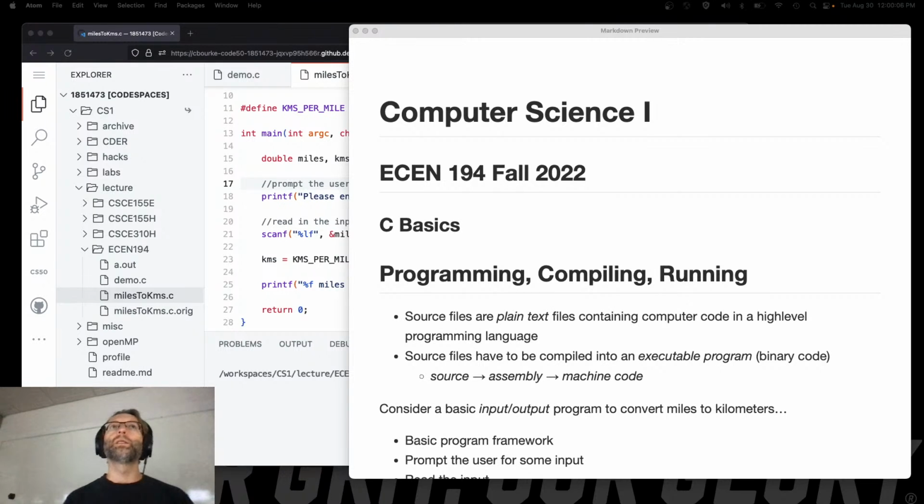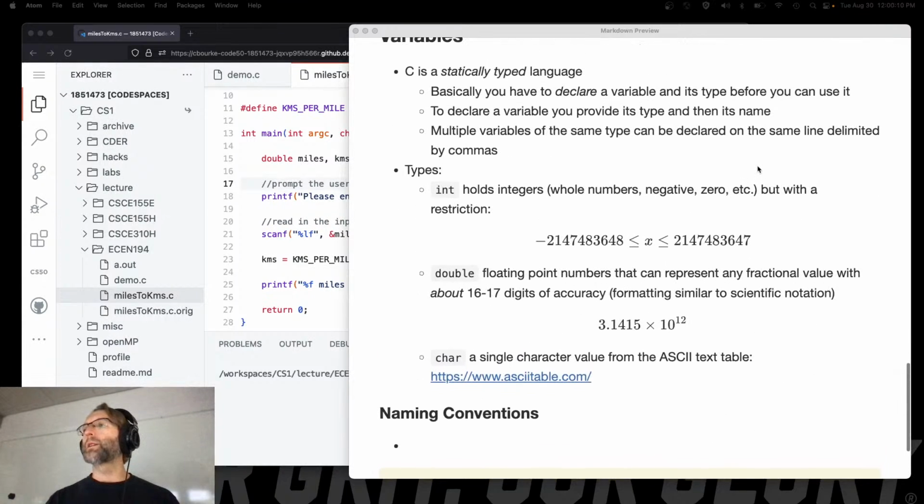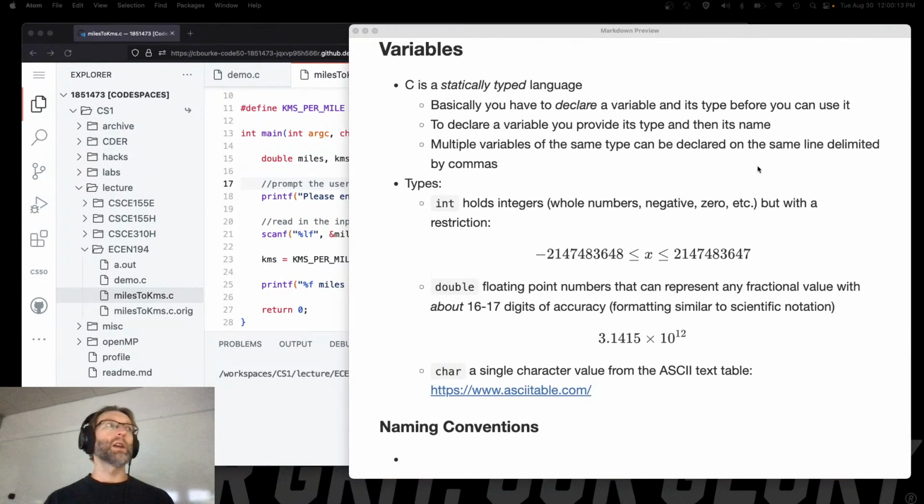We're still working on C basics. We'd gotten to the point where we were talking about the three basic variable types that we'll restrict our attention to, at least at the beginning: an integer, a whole number; a double, which is a floating point number; and a char, which is a single character. All of these have limitations, right?